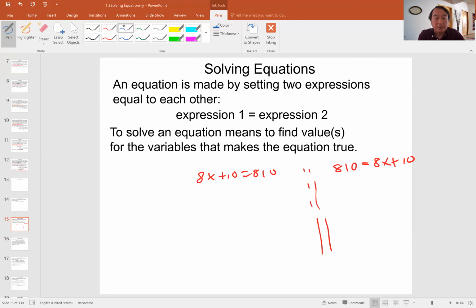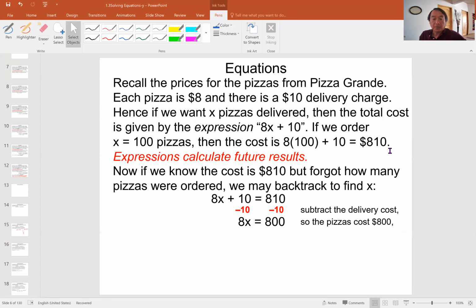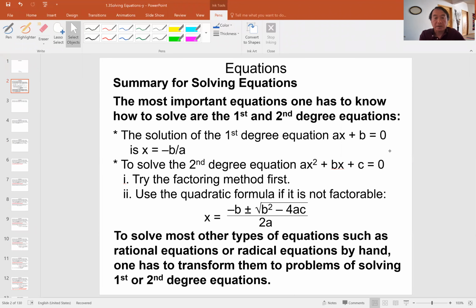Also, these are first degree equations. Why? Because X is to the first power in these equations. Therefore, the page over here, the first page, says the solution for a first degree equation is that first line there, which tells you what the solution of first degree equations are. So we know how to solve all first degree equations.